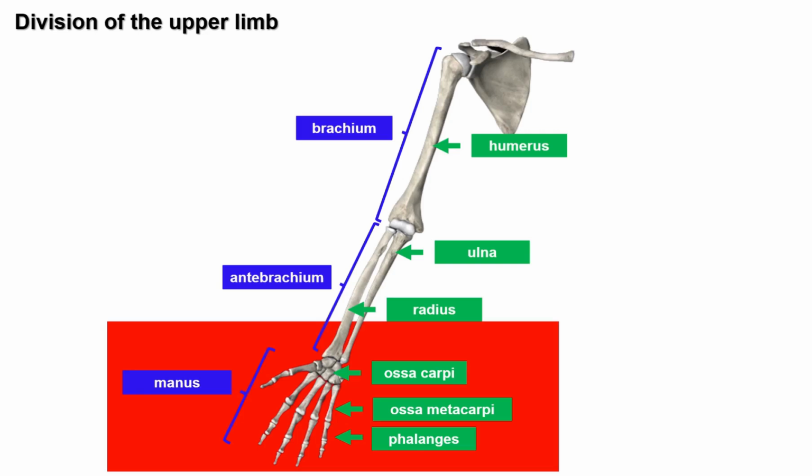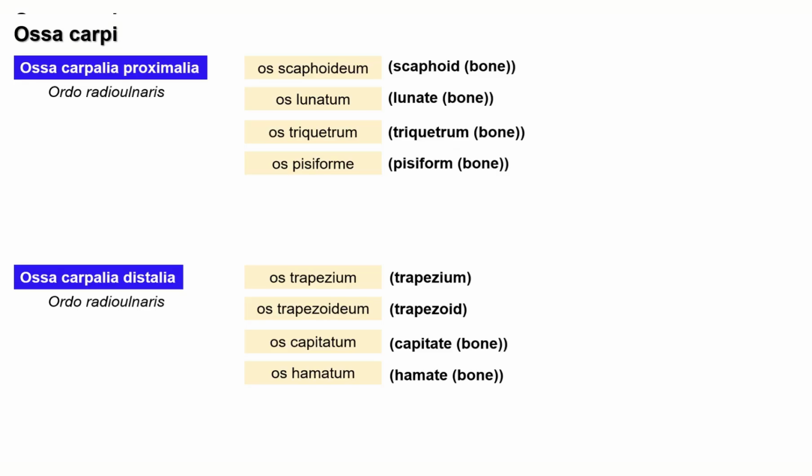From the upper limb, the hand would be the manus. We divided the manus into a proximally located area made up of the carpal bones, which we call the ossa carpi. Distal to these are the ossa metacarpi, and most distally are the phalanges, that is, the finger bones. First, it's worth examining the ossa carpi, the bones that make them up.